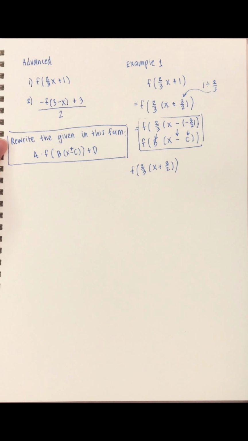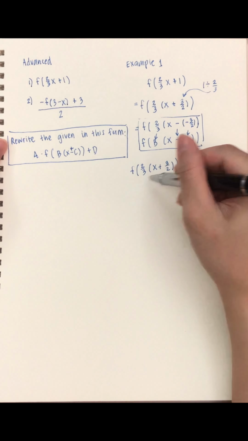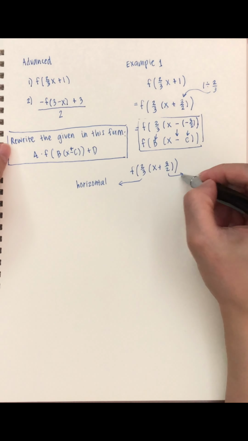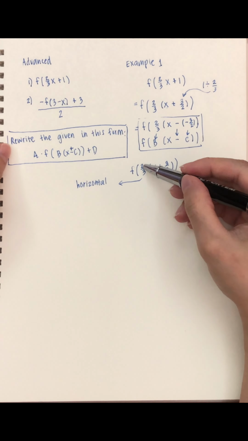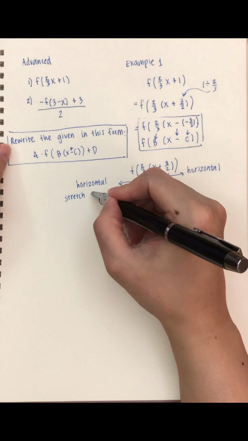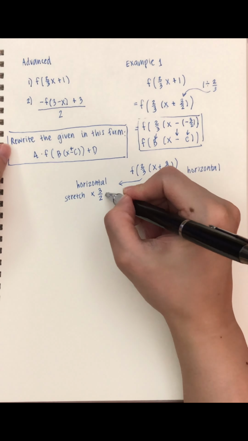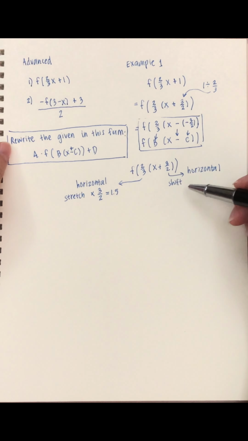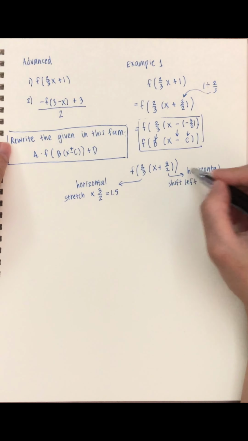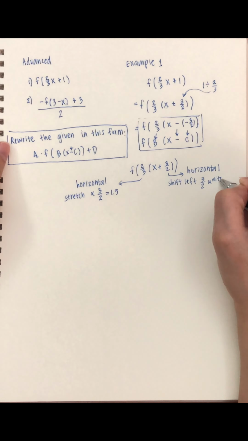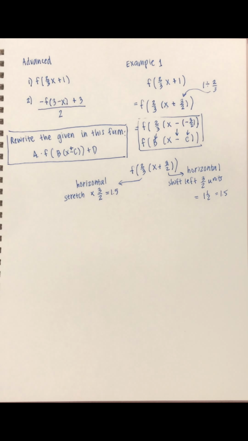It is now time to identify the transformations. They're both happening inside the parentheses, so they are both horizontal transformations. This 2/3 out here is actually a stretch by a factor of 3/2. And 3/2 is a factor of 1.5. This plus 3/2 right here is a horizontal shift to the left 3/2 units. Okay, 3/2 is 1.5. Let's use this graph.